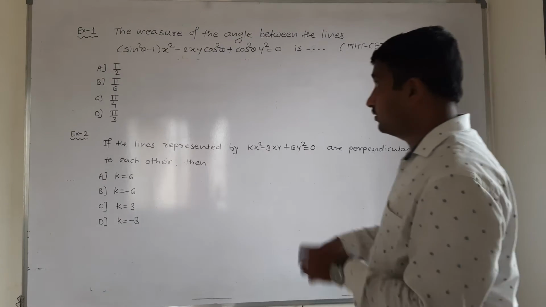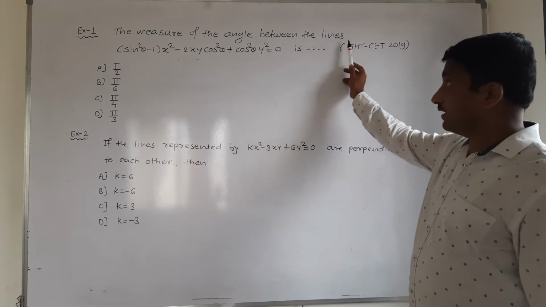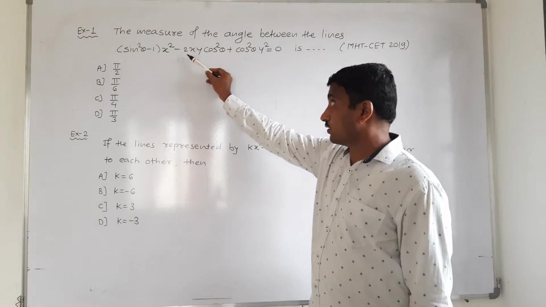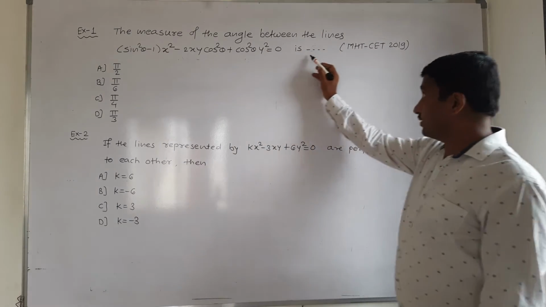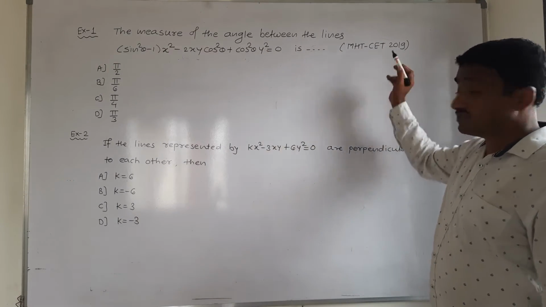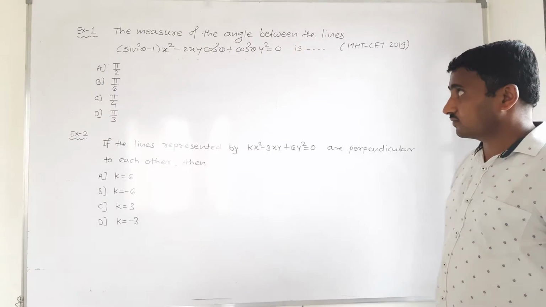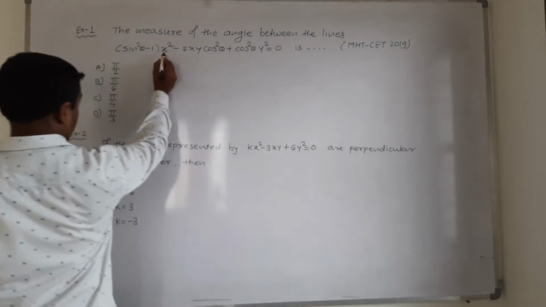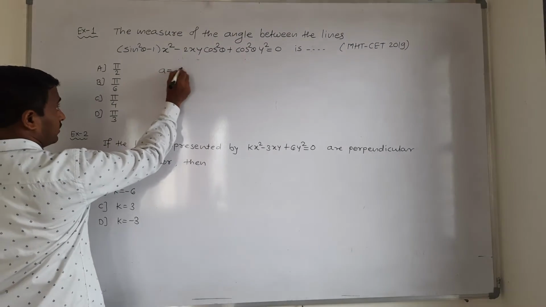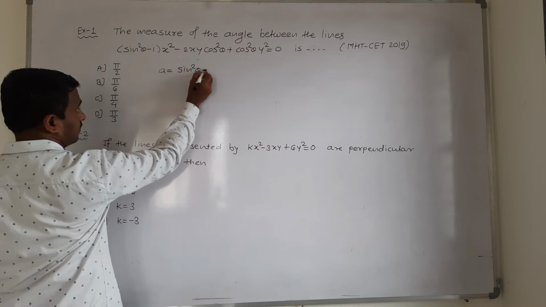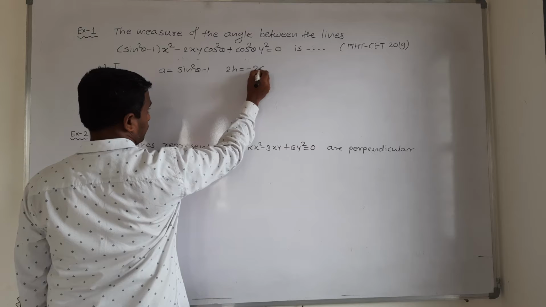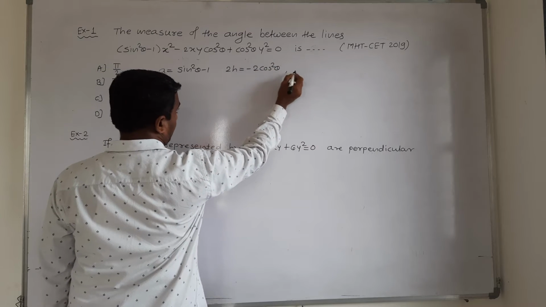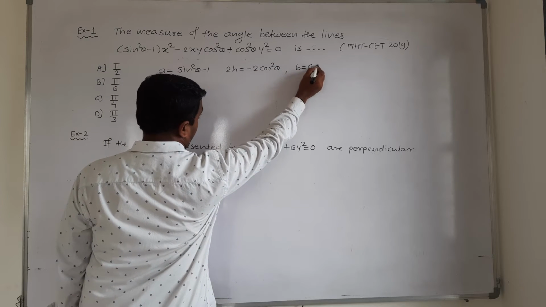Next example: the measure of the angle between the lines (sin²θ − 1)x² − 2xy cos²θ + cos²θ y² = 0 is dash. This question was asked in MHT CET 2019. Now comparing coefficients: the coefficient of x², a = sin²θ − 1, 2h = −2cos²θ, and b = cos²θ.